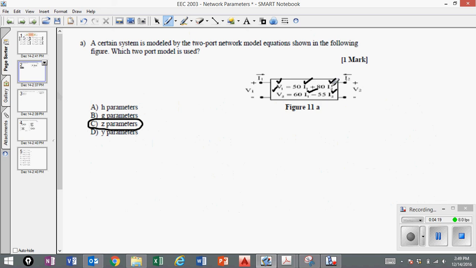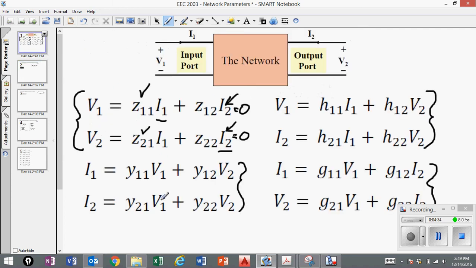So when you're given a set of equations, what you would do is arrange them in the format that you need for V1 and V2, and then see what the other values would be and compare it with the options available here.